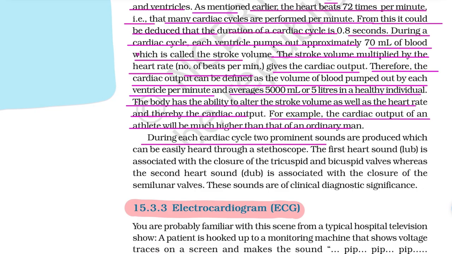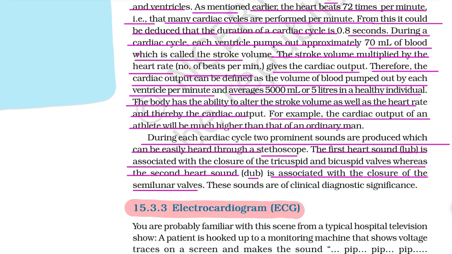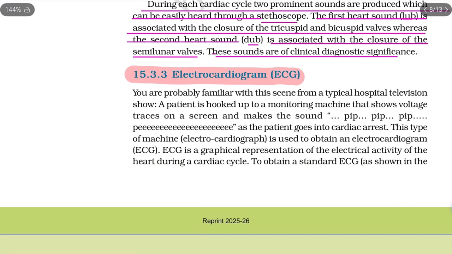During each cardiac cycle, two prominent sounds are produced which can be easily heard through a stethoscope. The first heart sound, lub, is associated with the closure of tricuspid and bicuspid valves, whereas the second heart sound, dub, is associated with closure of the semilunar valves. These sounds are of clinical diagnostic significance.